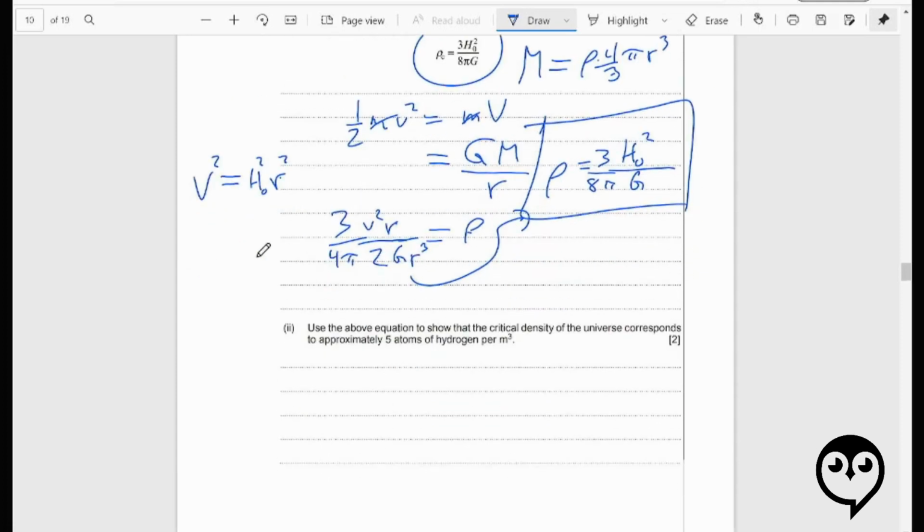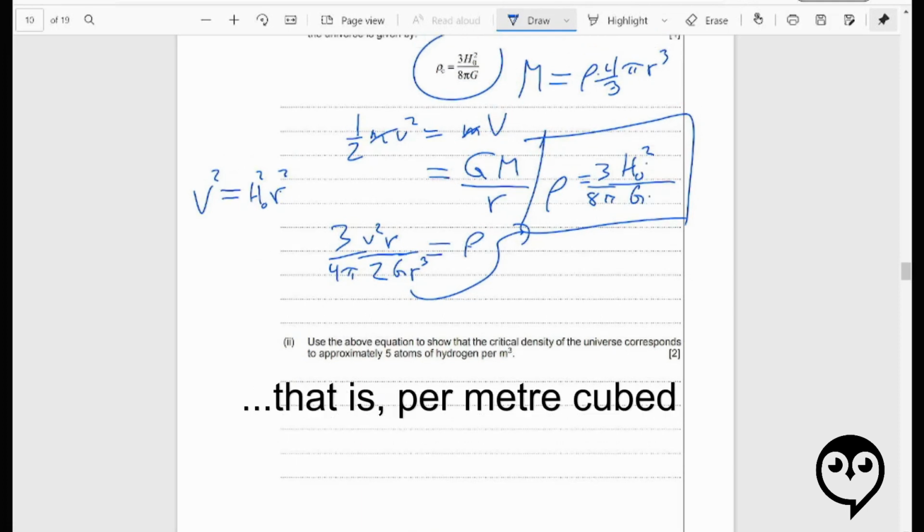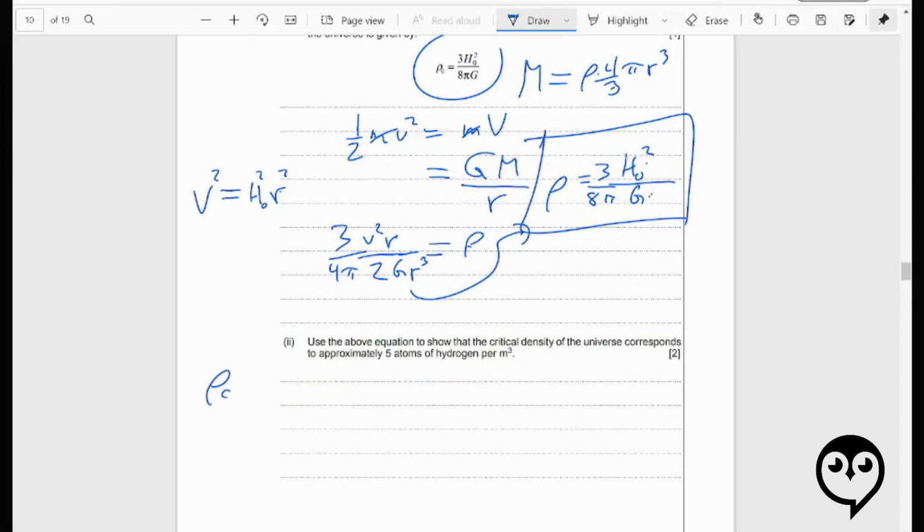Use the above equation to show that the critical density of the universe corresponds to approximately 5 atoms of hydrogen per meter cubed. If we plug in our Hubble constant and universal gravitational constant, we get a critical density of 8.7 times 10 to the negative 27 kilograms per cubic meter. Okay, what's the mass of a hydrogen? I'm going to divide by the mass of a proton, because that's what hydrogen is.